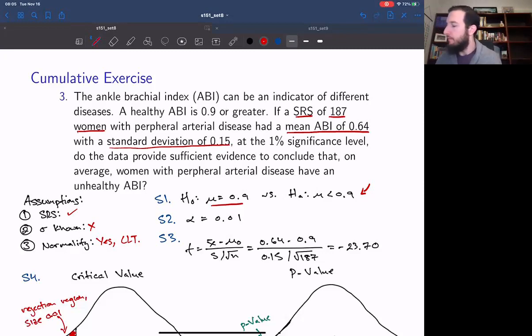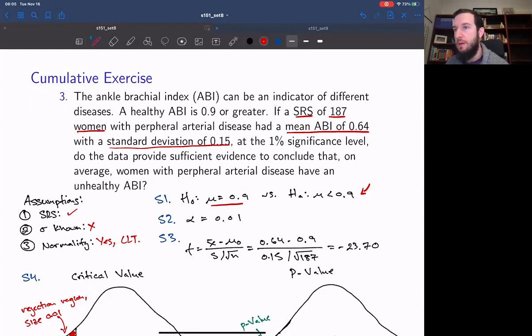Okay, so we're at the 1% significance level. And we're asked, did the data provide evidence that on average, women with peripheral arterial disease have an unhealthy ABI? So we want to know if the sample is giving evidence that the average ABI of all women with this disease is unhealthy.